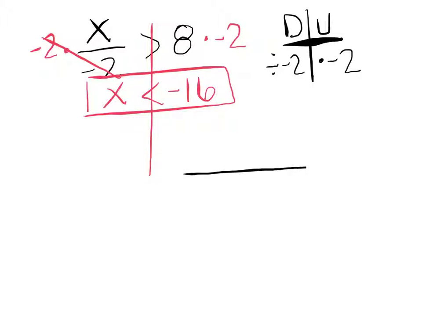Now we can also graph that. I'm going to draw my number line. I'm going to draw my boundary. My boundary is negative 16. Is it okay if x is equal to negative 16? Nope. So we have to keep it open. Now, we're looking for all the numbers that are smaller than negative 16, and on a number line, smaller numbers come to the left. So I'm going to shade to the left, and I'm done.